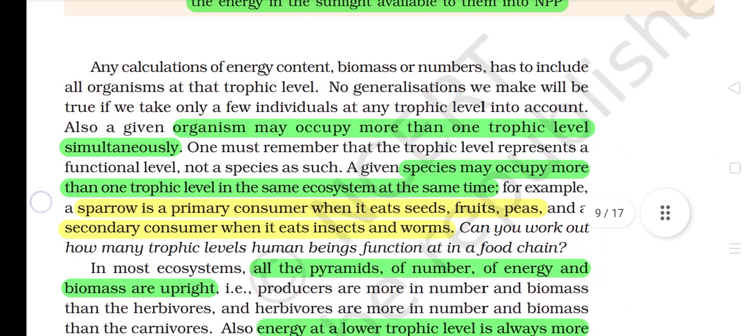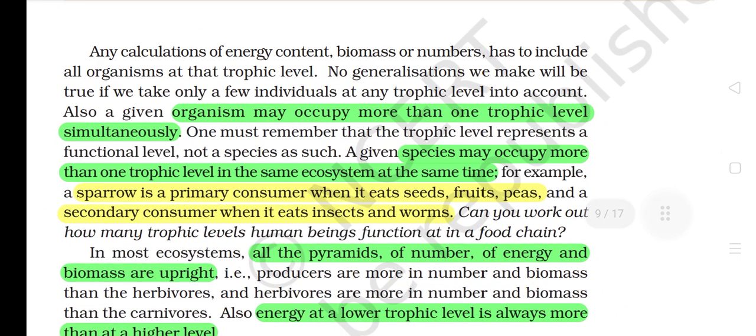Any calculations of energy content, biomass, or numbers have to include all organisms at that trophic level. No generalizations we make will be true if we take only a few individuals at any trophic level into account. Also, a given organism may occupy more than one trophic level simultaneously.